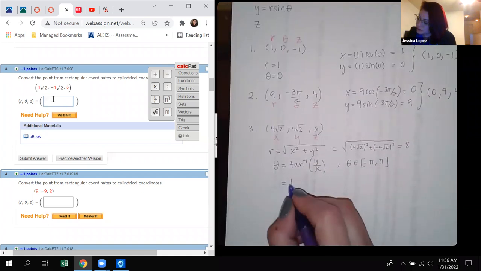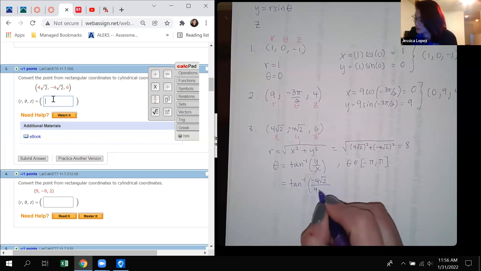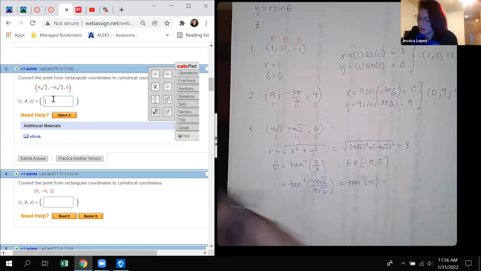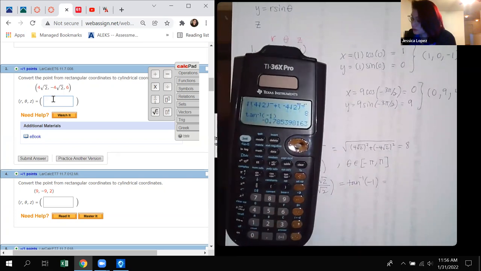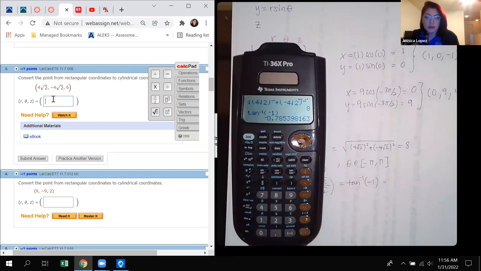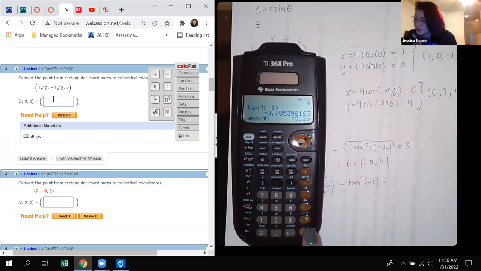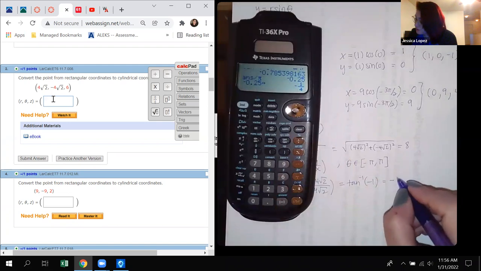And then for theta, I'm going to do tan inverse of y, which is this one, over x, which is this one. So really I'm just doing tan inverse of negative 1. And in my calculator, tan inverse of negative 1, I am in radian mode, so it will tell me the answer in radians. Now, normally when you're doing these problems, it should be in terms of pi. So I'm going to divide by pi. So I know that it's that number times pi. And if I don't know what that number is as a fraction, I'm going to hit my double arrow right here. And so I get negative 1/4 pi.